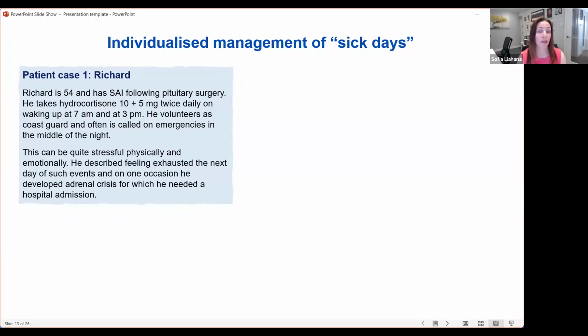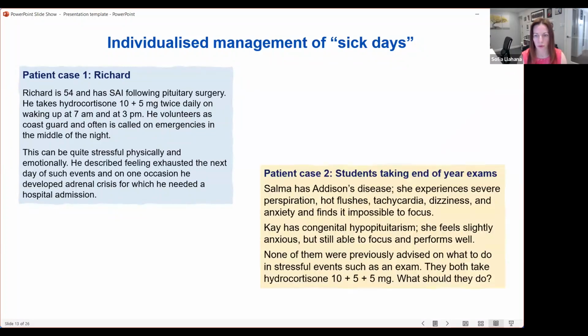So he described that as a very stressful physical and emotional situation. And he comes back home and he tells me that he's very exhausted the next day. And on one occasion, he developed an adrenal crisis and needed a hospital admission. So in that case, after discussion, it transpired that he wasn't taking an extra dose of hydrocortisone before going out as a coast guard. So that's really important to remember, that if you are in very stressful situations, both physically and emotionally, to take additional hydrocortisone.